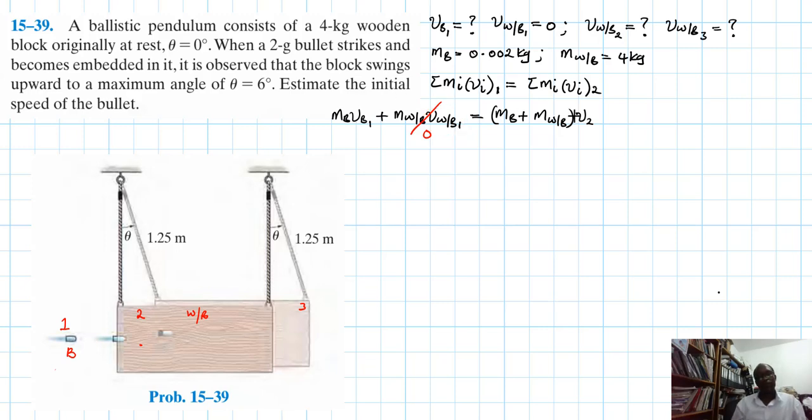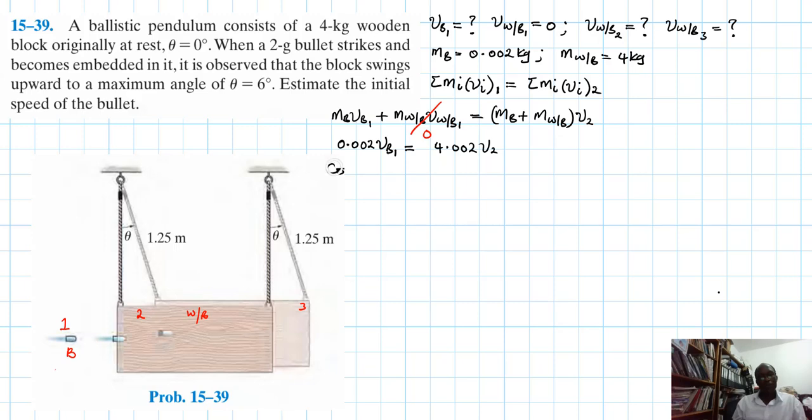So this just becomes 0.002 VB1. This is equal to 4.002 V2. So we have this first equation. So now what we need to do is find the second equation.